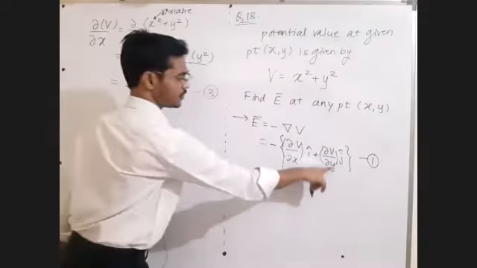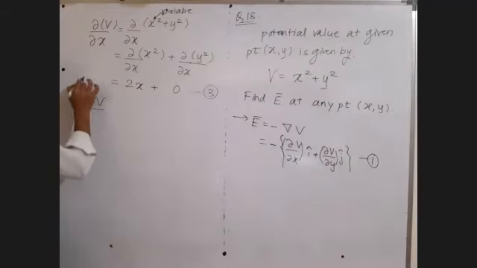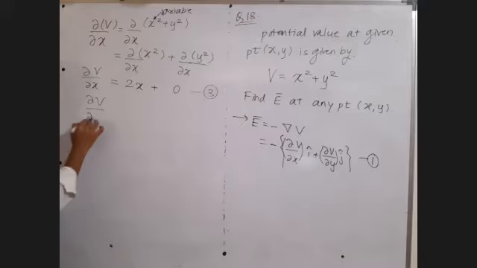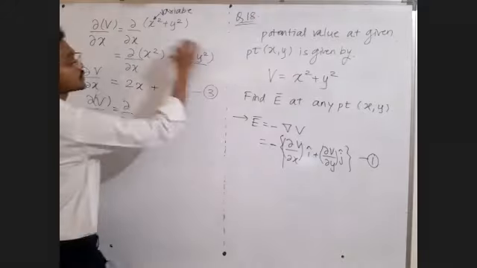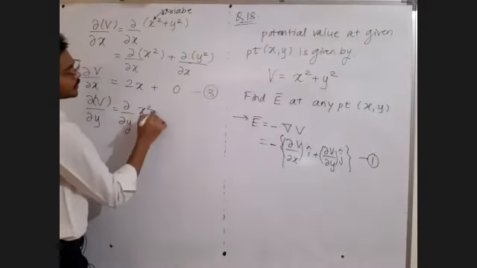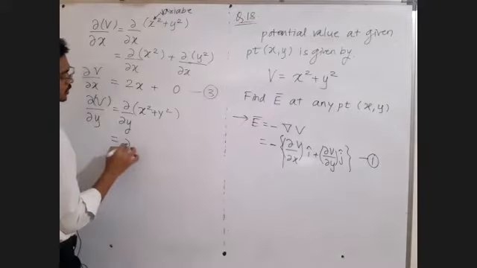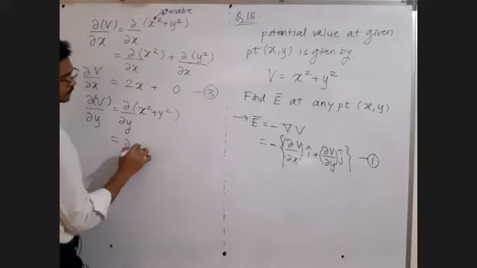Next task, dou v by dou y. What is the next task, kids? dou v by dou y. dou v by dou x is done. dou v by dou y means dou by dou y of v. What is v? Sir, v is x square plus y square, scalar value. x square plus y square. Derivative of each term can be found out separately.